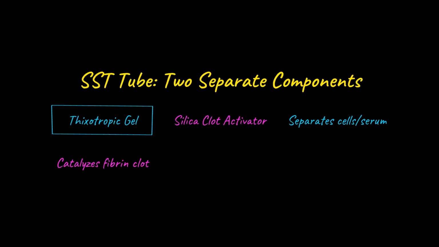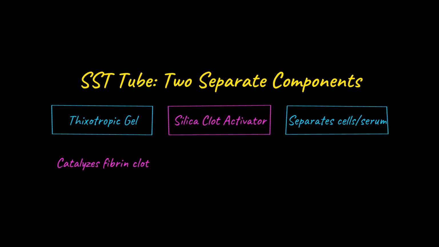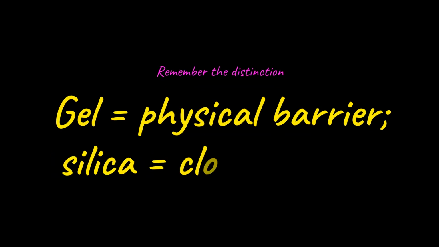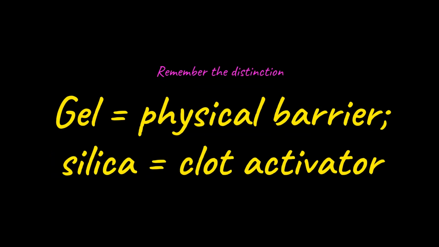It's important to separate the gel's role from the silica clot activator coating the tube wall. The clot activator catalyzes fibrin formation so the clot completes quickly. The gel does not activate clotting, it only separates and seals. When an exam stem describes a substance that flows during spinning and hardens afterward, it's pointing to the thixotropic gel and its barrier role. When clotting activation is the subject, the answer is the silica particles, same tube, completely different function.